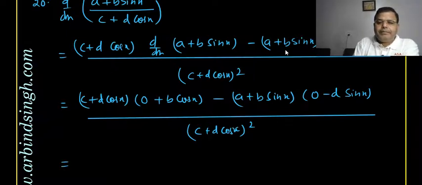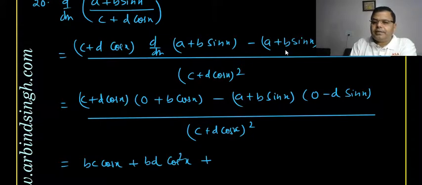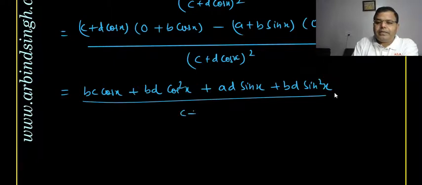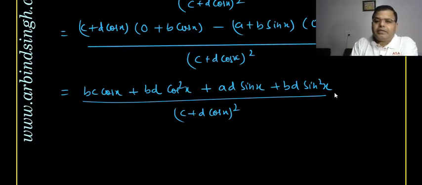Now this will be bc cos x plus bd cos square x, minus minus plus, this is plus ad sin x and bd sin square x, whole divided by (c plus d cos x) whole square. Now sin square x and sin x cos x, everything is there and nothing is common, so we will write the answer in this form. This is the answer.